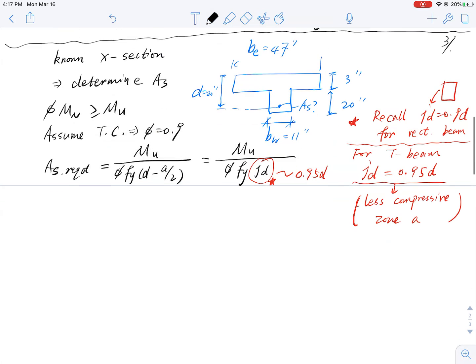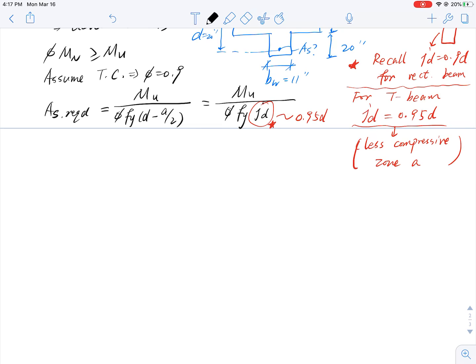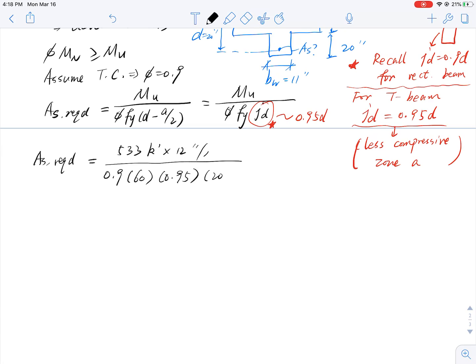All right, so once that is set, I can bring the numbers into the equation. So AS required equal to 533 kip-feet multiplied by 12 inches per foot, divided by 0.9 strength reduction factor assumed, by the way, 60 ksi, 0.95, and 20 inches. This is d, by the way. Okay, so I run the numbers, I got 6.25 inch squared.